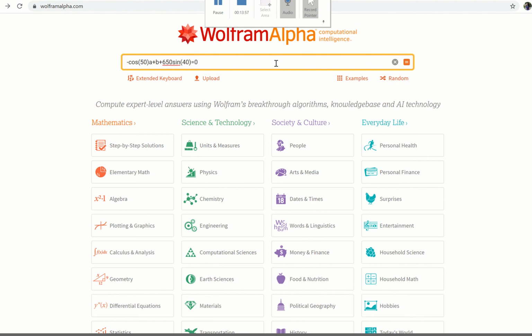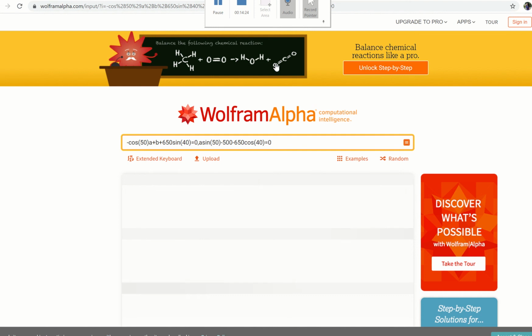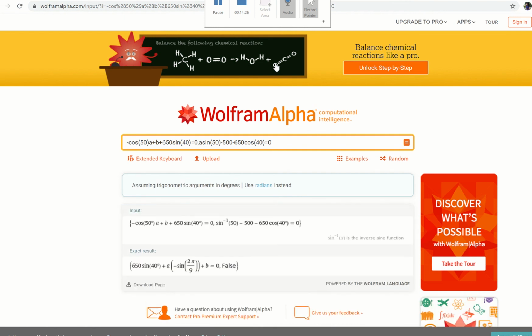That's our first equation. Let's separate the second equation from the first one with a comma. The second one will have A, because that's the simple variable for FA, times sine 50. Then plus 0, then minus 500, then minus 650 times cosine 40 degree, which gives us equal to 0. So we have 2 equations, and I'm clicking enter. How do they interpret my input here?